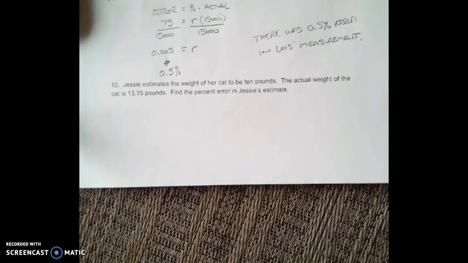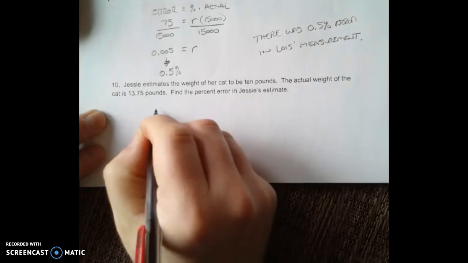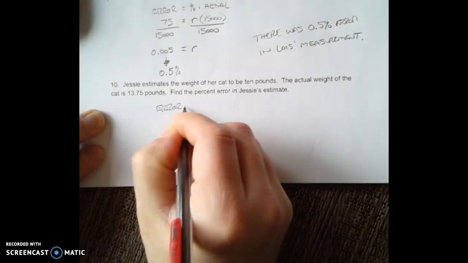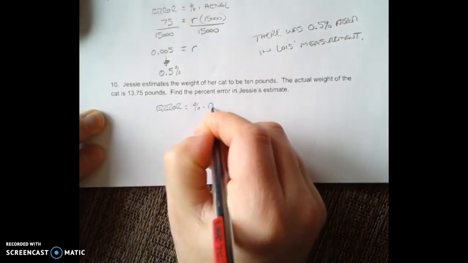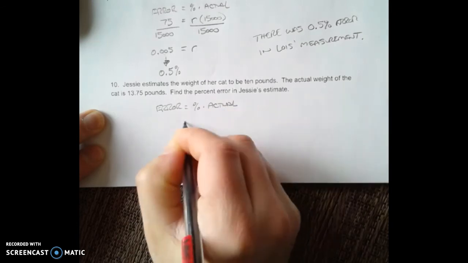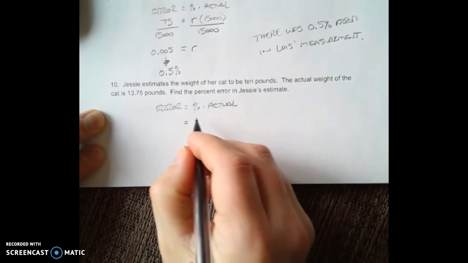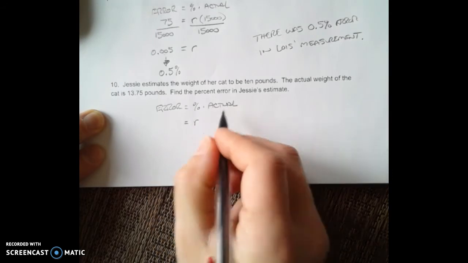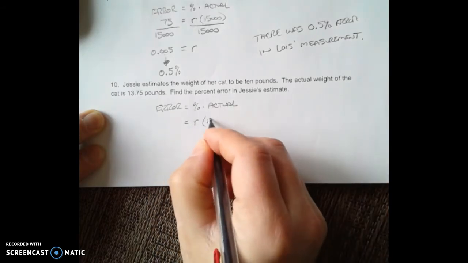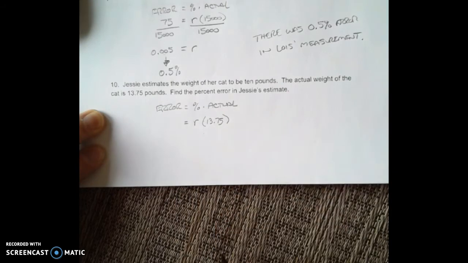In the next problem, Jessie estimates the weight of her cat to be 10 pounds, but the actual weight of the cat is 13 75 hundredths pounds. Find the percent error in Jessie's estimate. Once again, we'll set up our equation. Error is equal to the rate times the actual amount, and we're finding the percent error. R is going to be our rate. The actual weight of the cat, they told us, was 13 75 hundredths pounds.